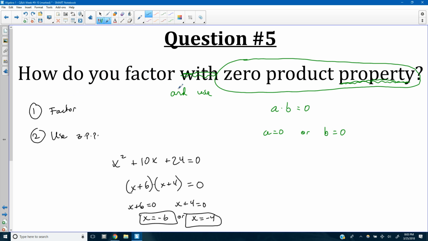I want to make sure that you can ask the questions the right way. You don't factor with the zero product property. You factor something so you can use the zero product property. So I hope that answers that question there.